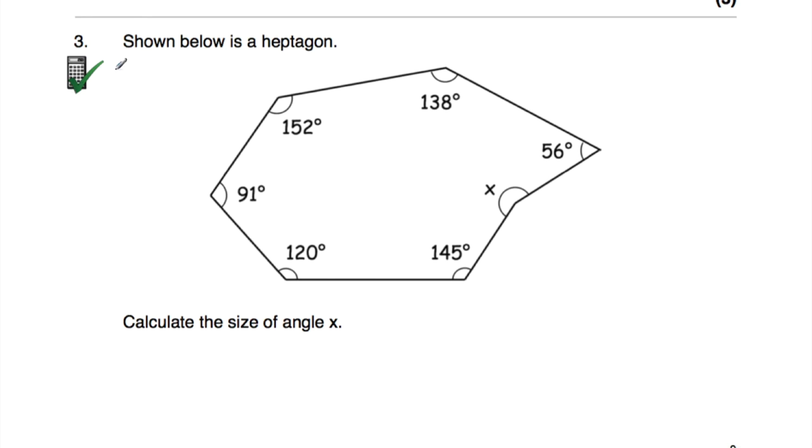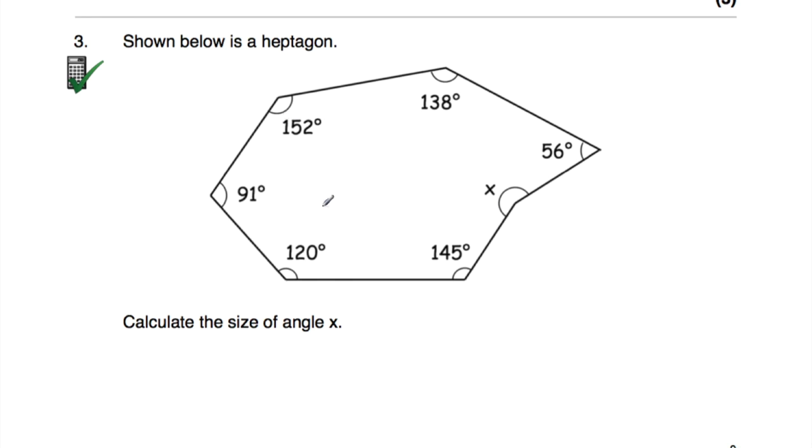Question number 3 is a calculator question, so we can grab our calculators if we want to. We've been given a heptagon, so it should have 7 sides and 7 angles. Let's check the angles: 1, 2, 3, 4, 5, 6, 7. So it's got 7 interior angles. We've been asked to calculate the size of angle X. This angle looks like a reflex angle, an angle that's bigger than a straight line, so we should potentially get an angle bigger than 180 degrees.